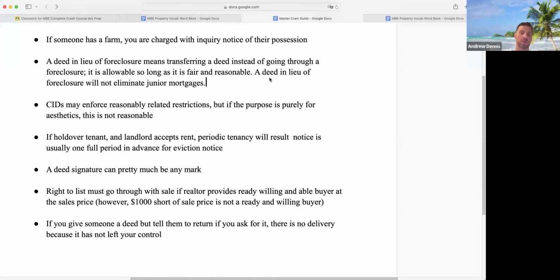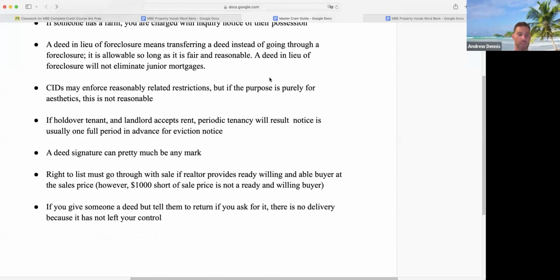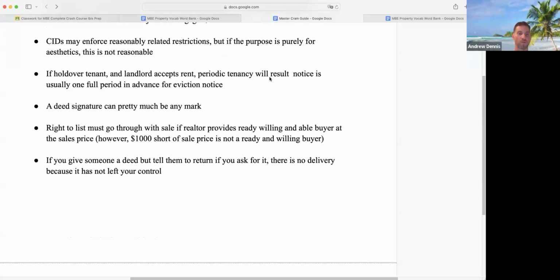CIDs may enforce reasonably related restrictions, but not purely aesthetic reasons. If there's a holdover tenant and the landlord accepts rent, a periodic tenancy will result. Notice is usually 1 full period in advance for the eviction notice.